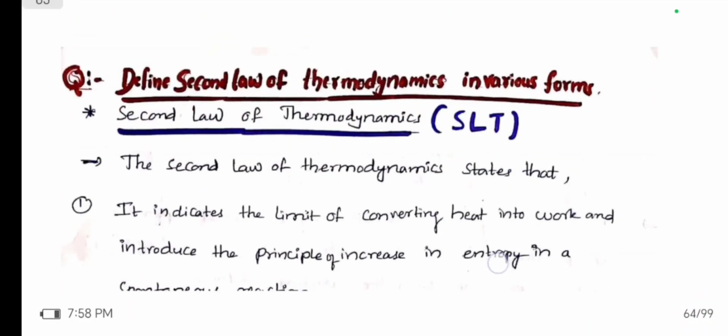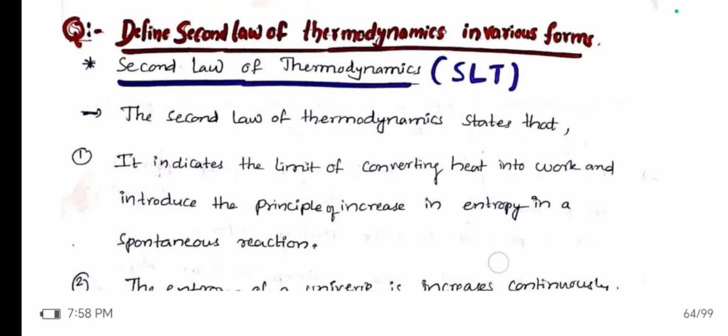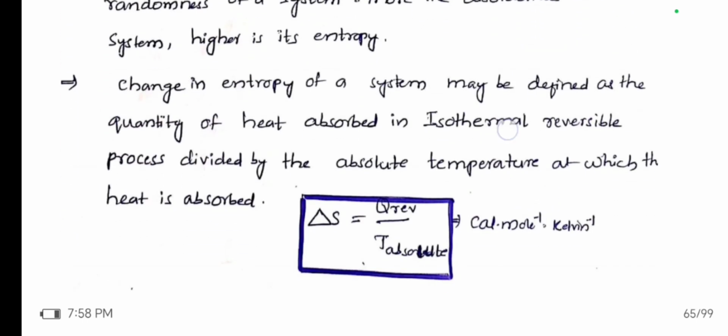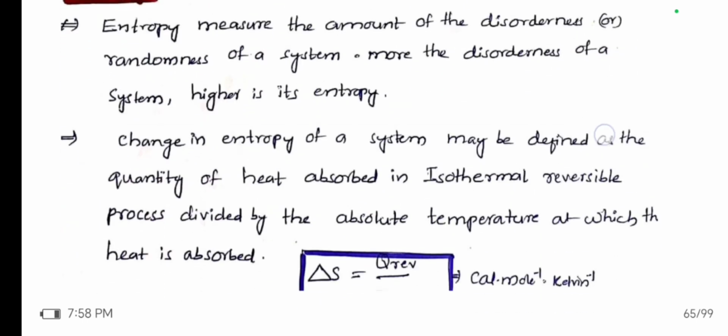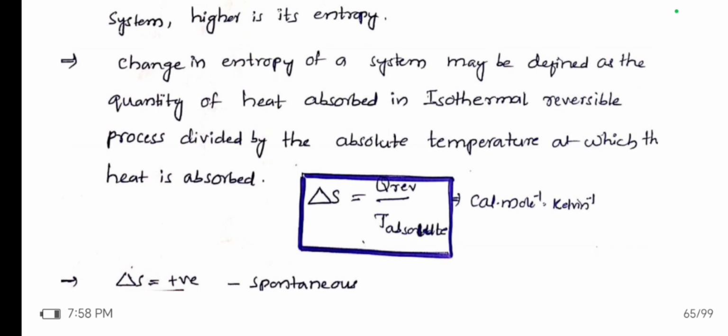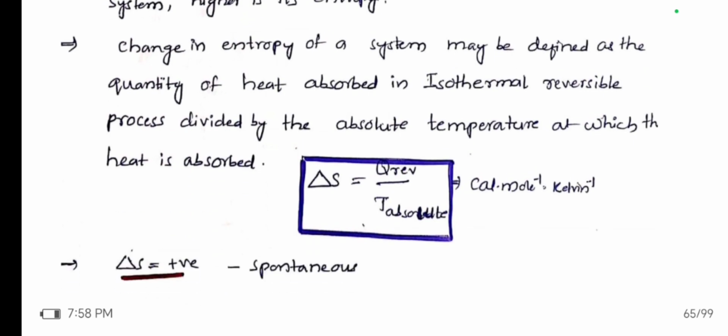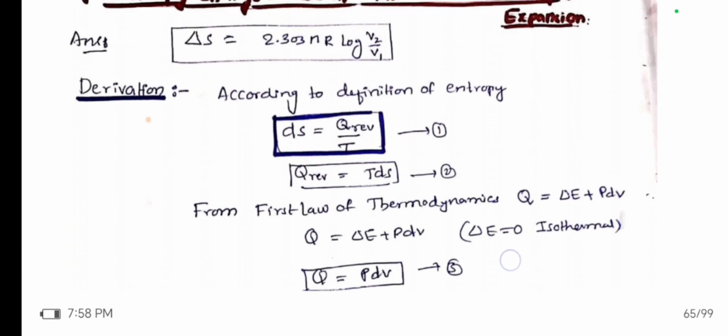If you practice, you can get the marks. Next, second law of thermodynamics. Read this entropy question. What is entropy? Disorderness, a measure of disorderness. Remember this formula, delta S is equal to Q by T.